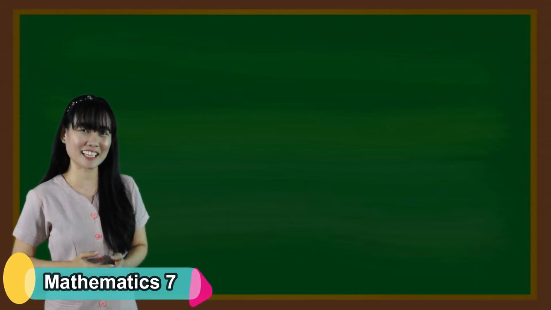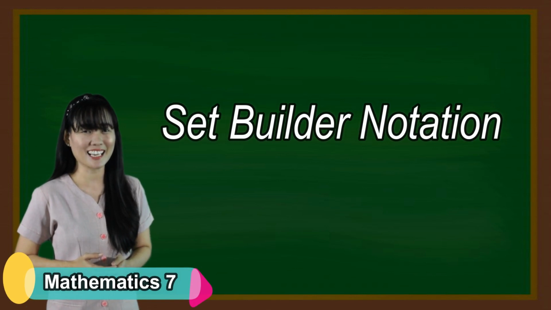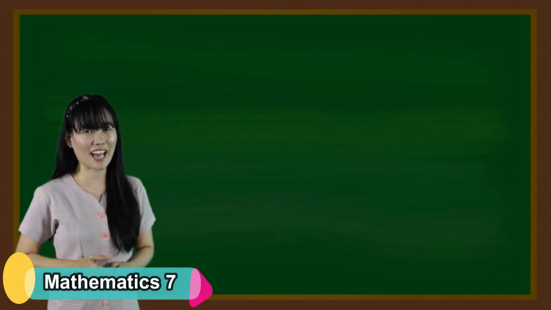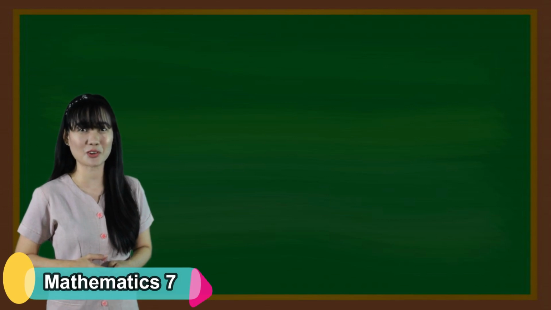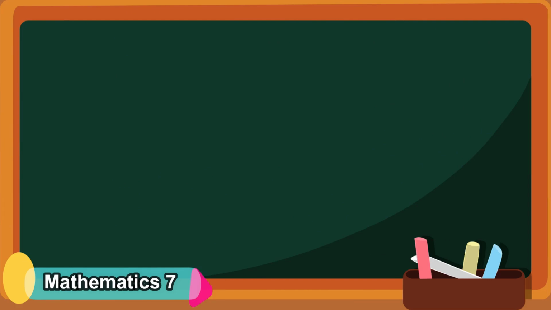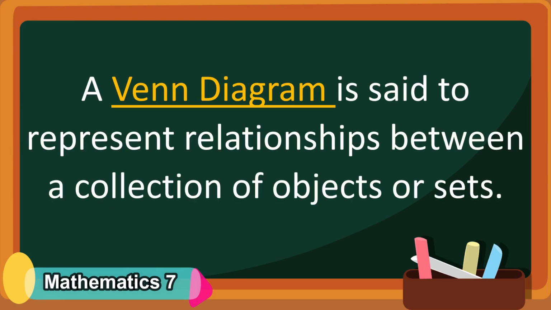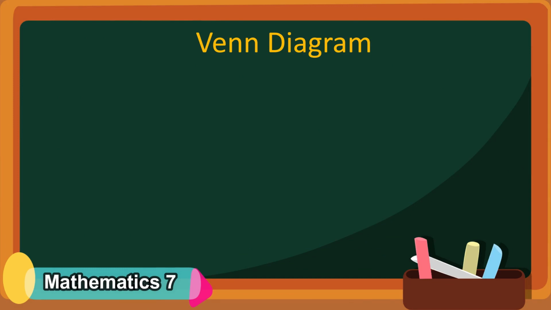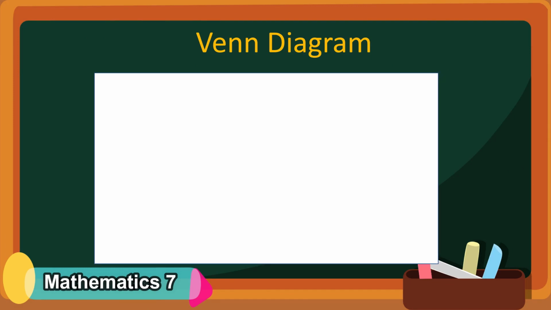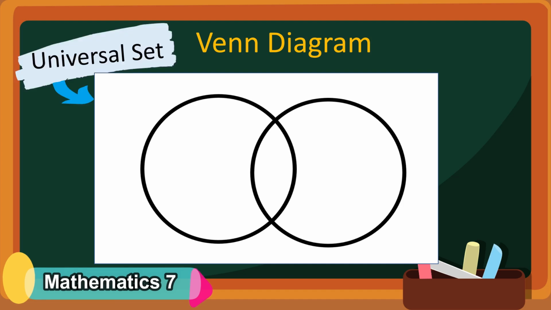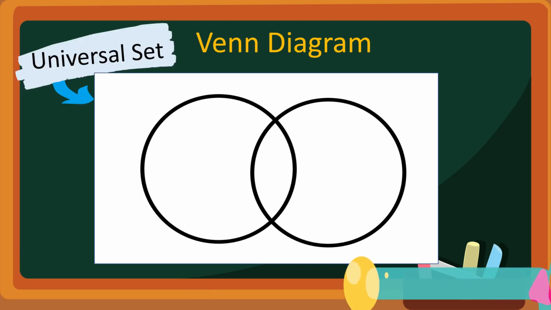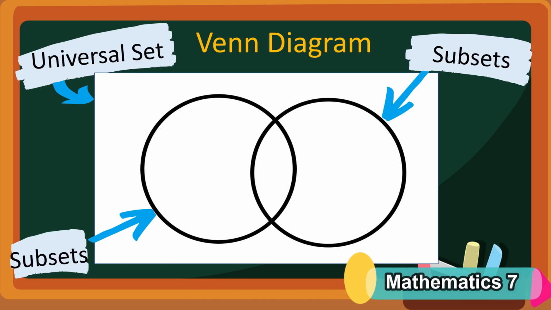Previously, we have examined sets using set builder notation. Now, let's learn another way to look at sets with a visual tool called Venn diagram. A Venn diagram is said to represent relationships between a collection of objects or sets. As shown, a Venn diagram usually has a rectangle with circles inside. The rectangle represents the universal set, and the circles inside represent the different subsets in the universal set.